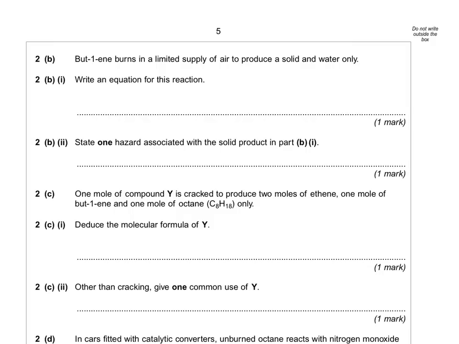Butadiene burns in a limited supply of air to produce a solid and water only. Write an equation. So butadiene is C4H8. It's reacting with oxygen, and it's making a solid, which is the carbon, so soot, and water. They need to balance it. So to balance, you need 4 waters, 4 carbons, and 2 oxygens.